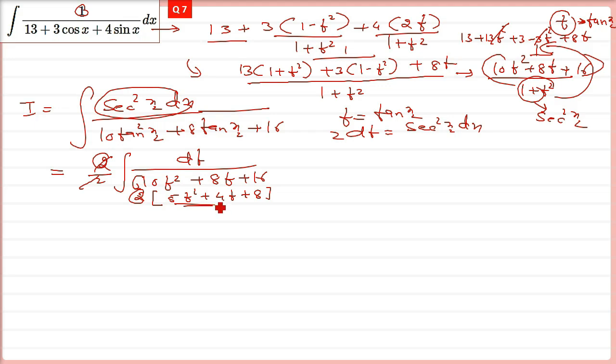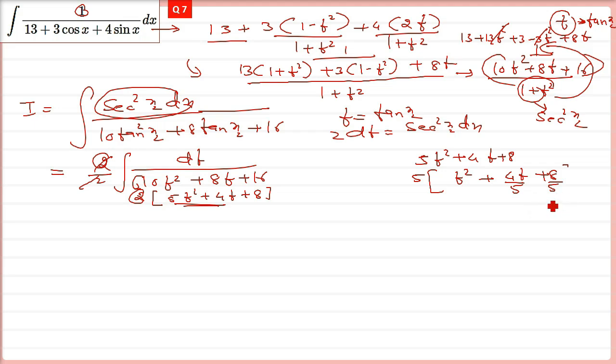So 5t square plus 4t plus 8, which is in the denominator, can be converted into a perfect square. How are we going to do this? Let's discuss it again, because you know already how to do this. First of all, we cannot have anything in front of t square, so I'm taking 5 outside. Please remember, whenever I'm taking any constant outside, it will always come in the denominator of the actual term. Divide everything by 5. So t square plus 4t by 5 plus 8 by 5.